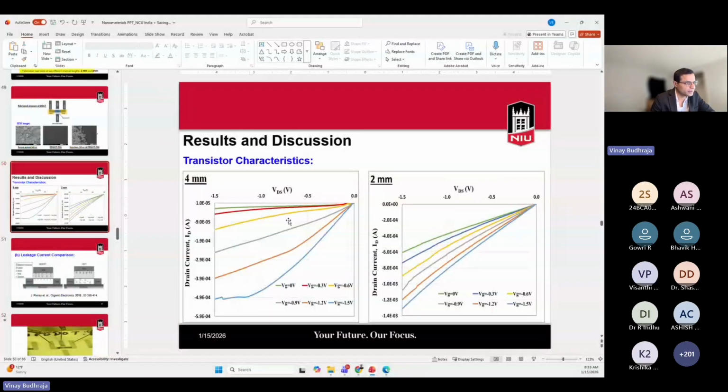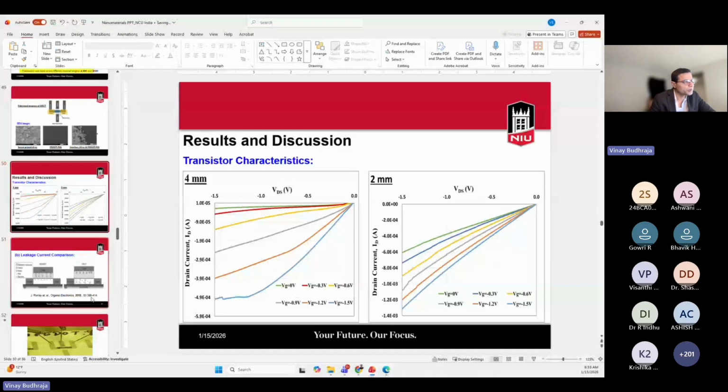So here are the transistor characteristics of the OECT, like the output characteristic. With respect to channel length, it has changes in the drain current. And the advantage of this OECT is that it has very, very high transconductance. And that's the advantage of OECT over the MOSFET.